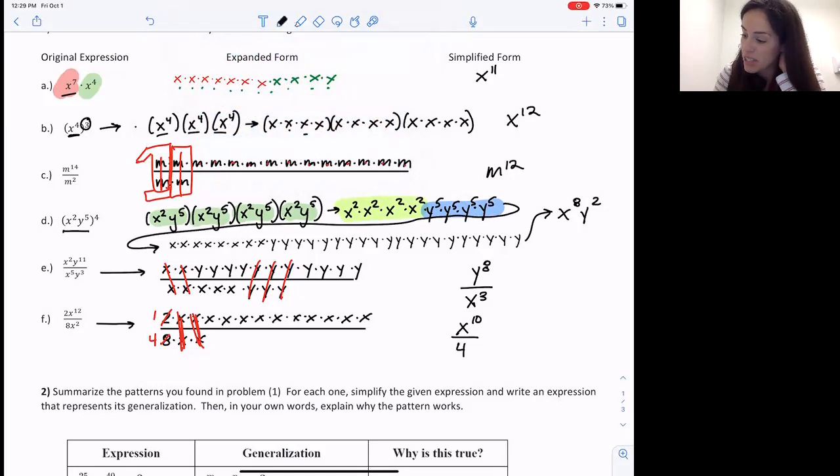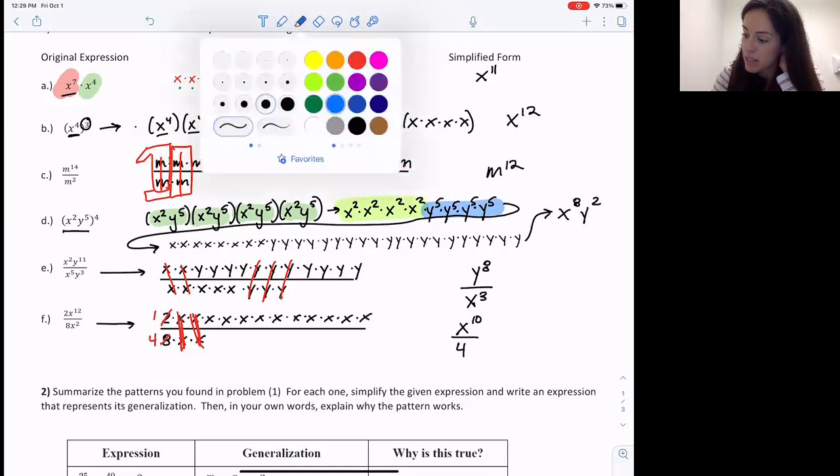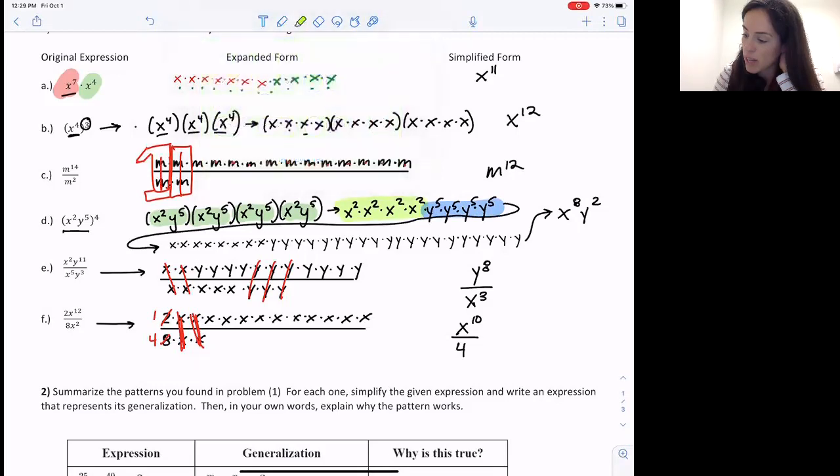Because I know each of these x squareds is x times x, if I wanted, I could have said, well, x squared times x squared times x squared times x squared. Really, that's 8 x's all multiplied out. And y to the fifth times y to the fifth times y to the fifth times y to the fifth, that makes y to the 20th. Okay, so my final answer is x to the 8th, y to the 20th.